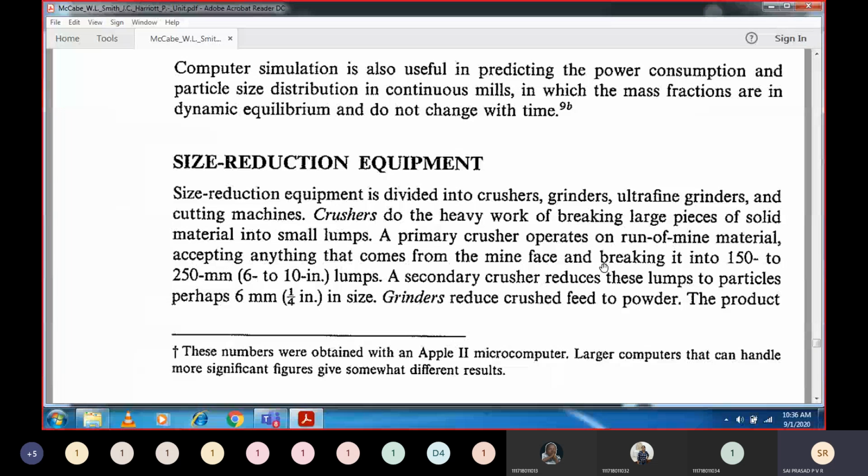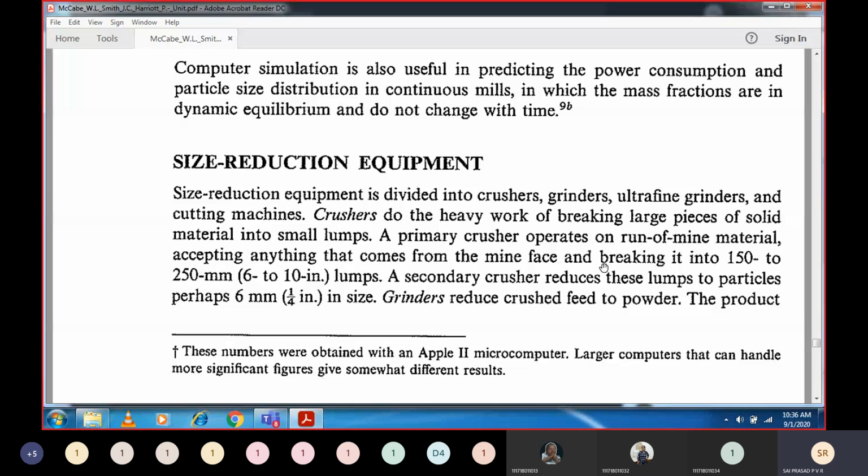So we are supposed to follow a hierarchy of equipments. A series of equipments are used. We are supposed to use sieving, remove the fines and send them to some other unit, and then the oversized particles should be recycled back. Ultimately, whatever size of particles is accepted by the customer will be accepted. The rest will go as losses.